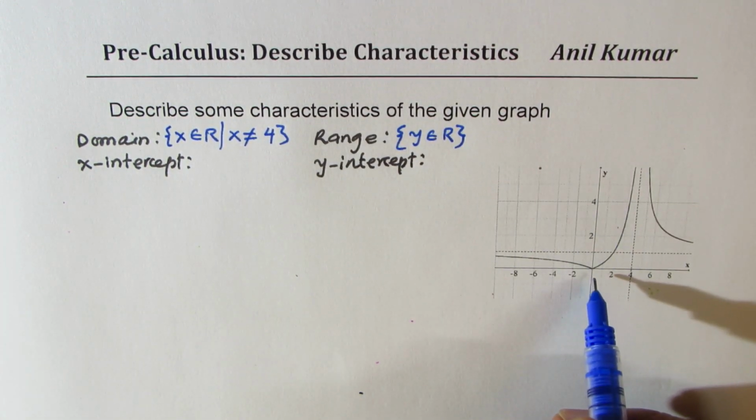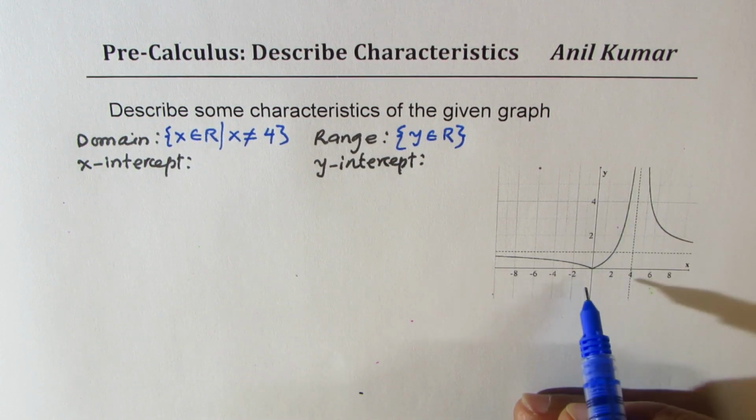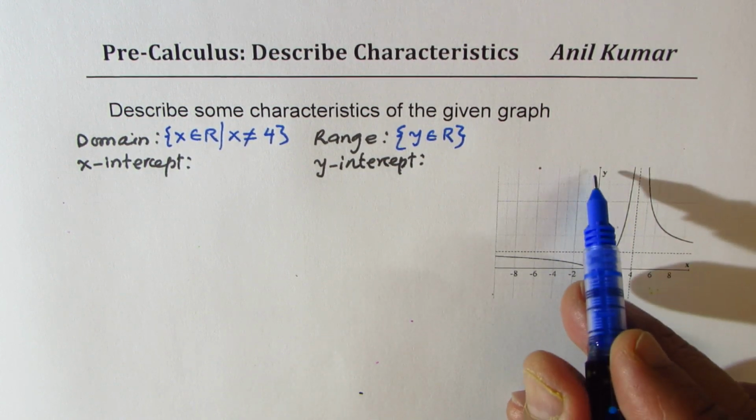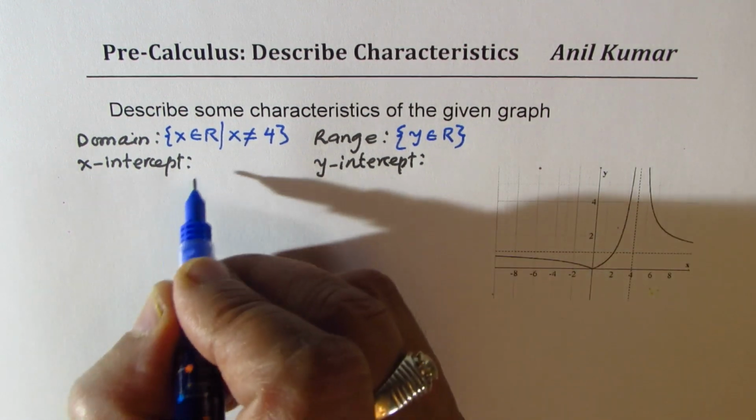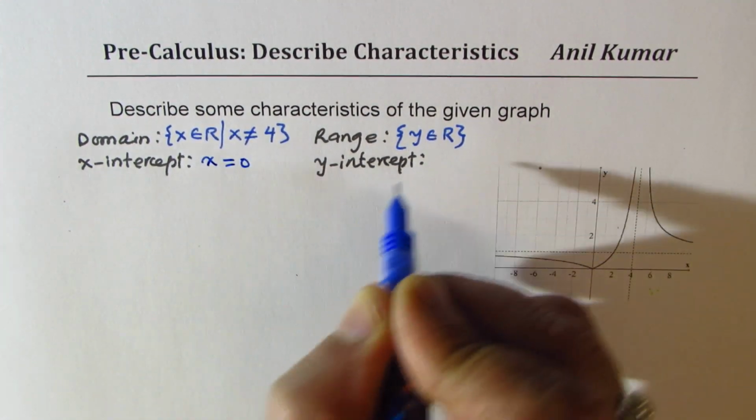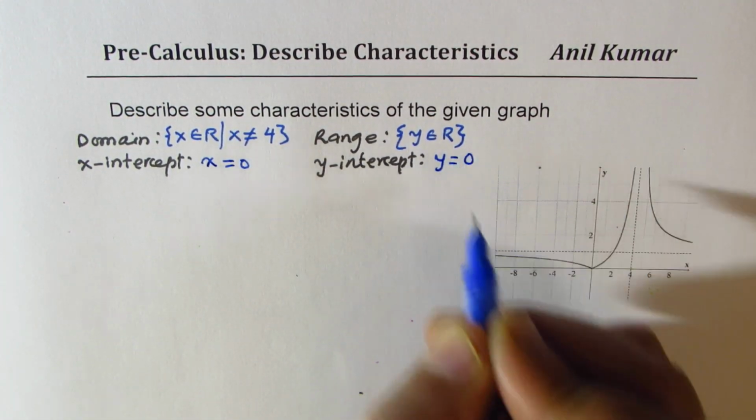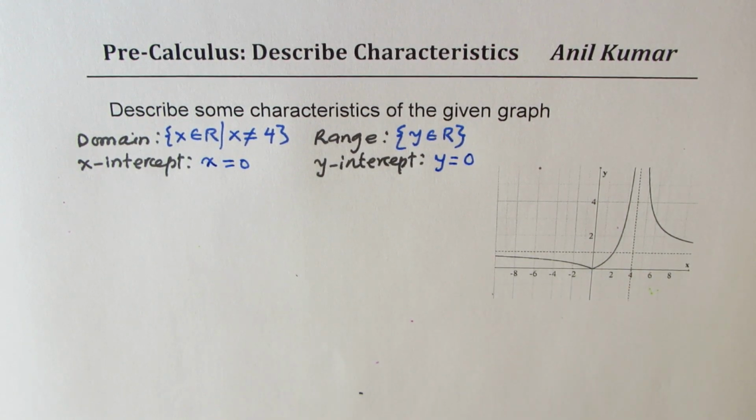X-intercept is a point where it crosses the x-axis. Y-intercept is also a point where it crosses the y-axis. In this case, both are at the origin. So x equals 0, y equals 0. At the origin, it crosses both the x and y axis.